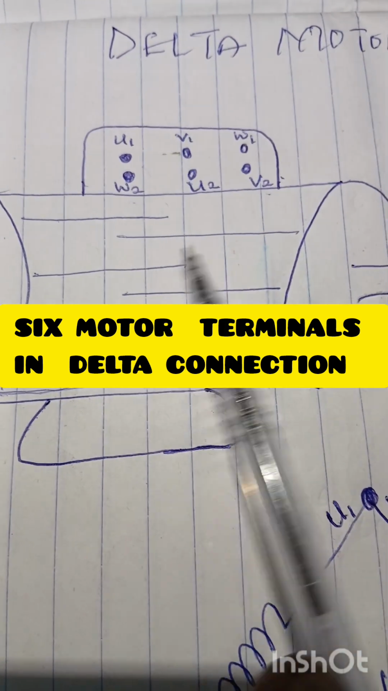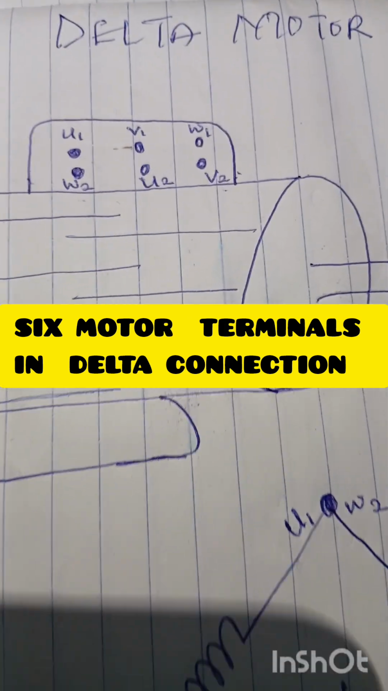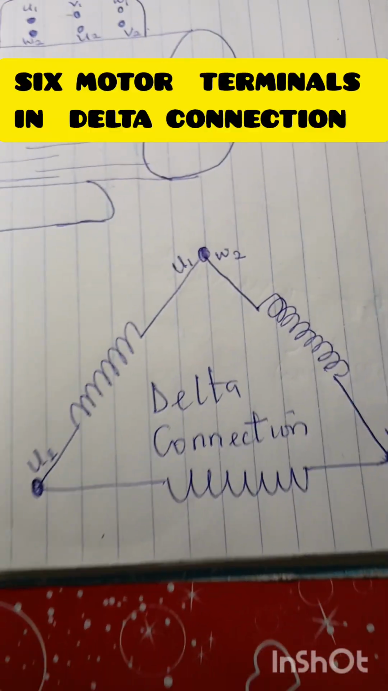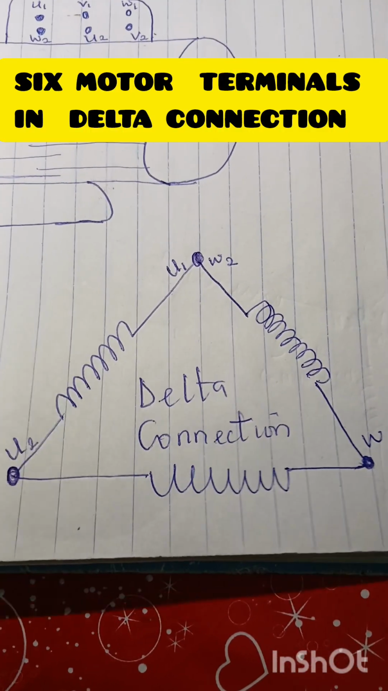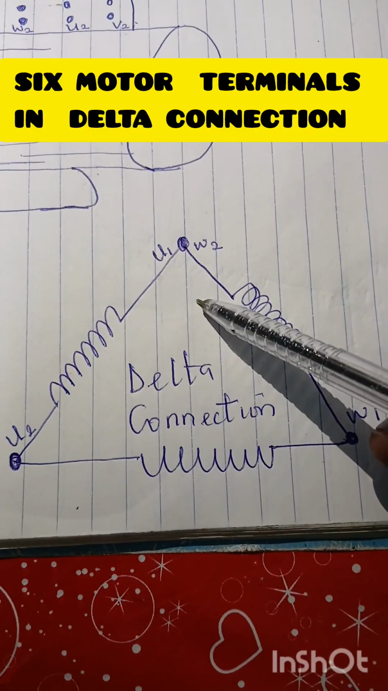How do we manipulate these 6 terminals to form a delta connection? What do I mean by a delta connection? Look at this connection I'm showing you here. This is a delta connection. How do we achieve a delta connection?